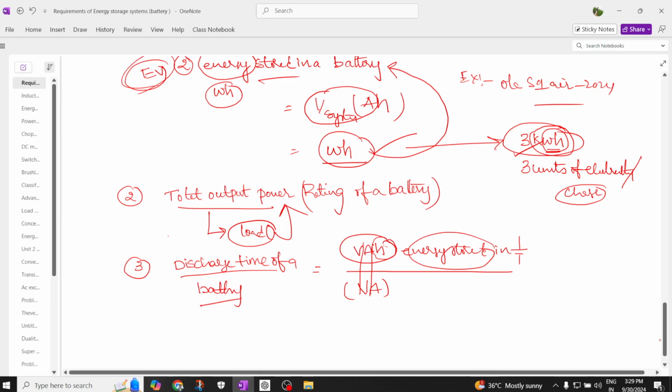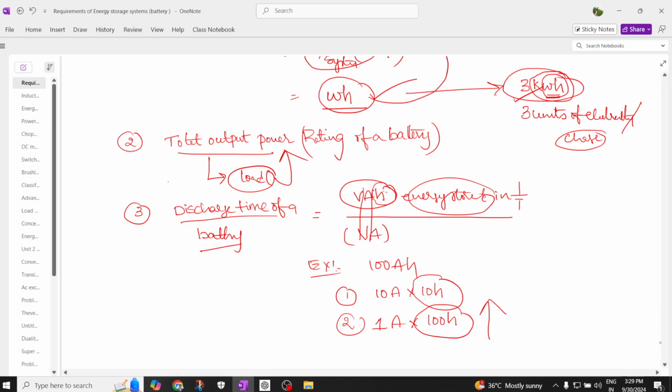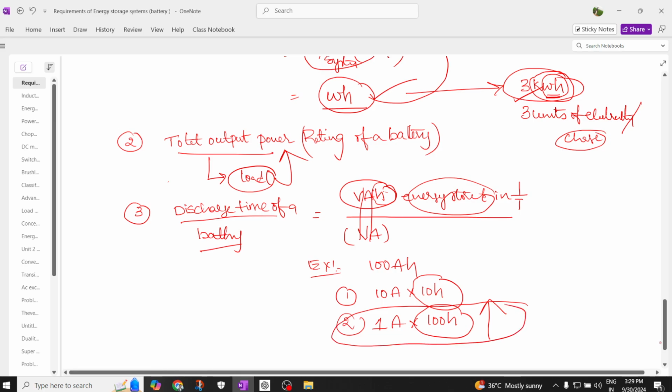If you take an example of a 100 Ah rated battery, this battery can have two discharge times. In the first case, it can deliver 10 amperes of current for 10 hours, so the discharge time is 10 hours. The same battery can supply 1 ampere of current and deliver 100 hours of backup, so here the discharge time is greater. This is how to define the discharge time.